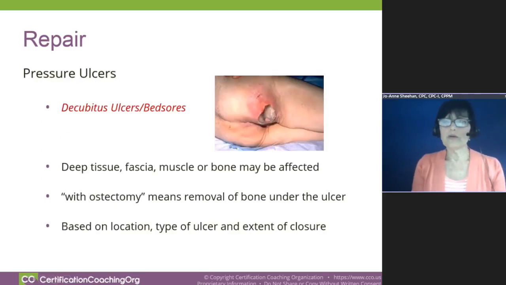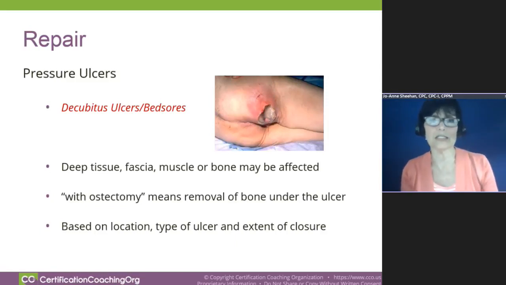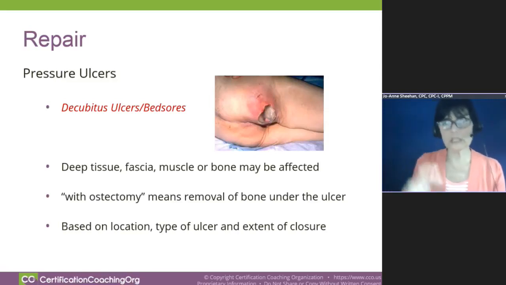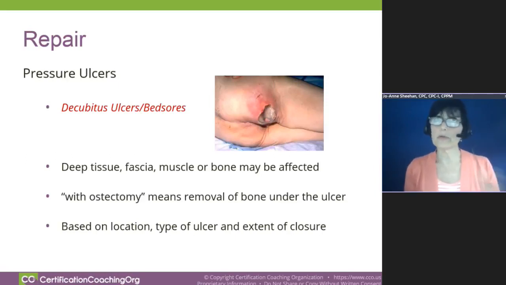I thought I already went over this, but I guess I didn't. This is what I was talking about when we talked about the pressure ulcers and the decubitus ulcer, bed sore, or necrosis of the tissue down to the bone, the death of the tissue. This is very serious. It's deep tissue, fascia, muscle, or bone that's affected. Ostectomy means removal of the bone under the ulcer, and it's based on the location, the type of ulcer, and the extent of the closure. If you remember when we went over the ulcers, there were the 4 stages. This is by far a stage 4, as you can see.